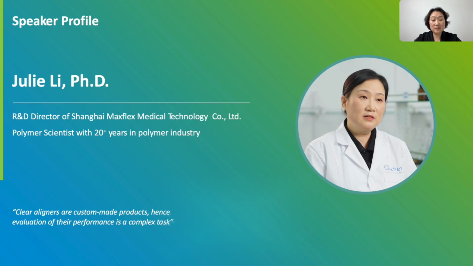For clear aligner therapy, every patient is different. Therefore, clear aligners are custom-made orthodontic appliances. This makes assessment of their performances a quite complex task. I would like to separate the assessment of aligners into two phases. Phase 1, before and after the production, but before treatment starts. For phase 1, the assessment is mainly conducted by aligner producers. This is also the focus of today's topic.